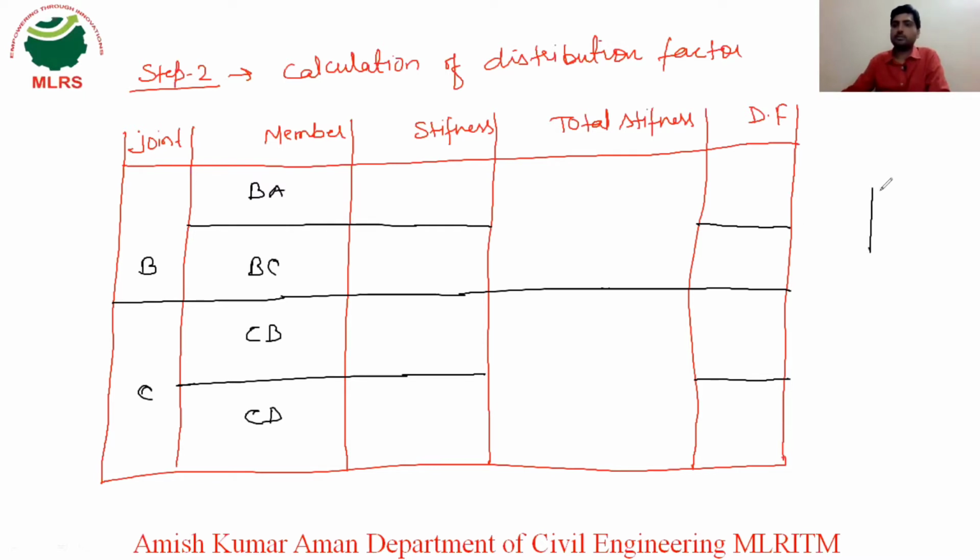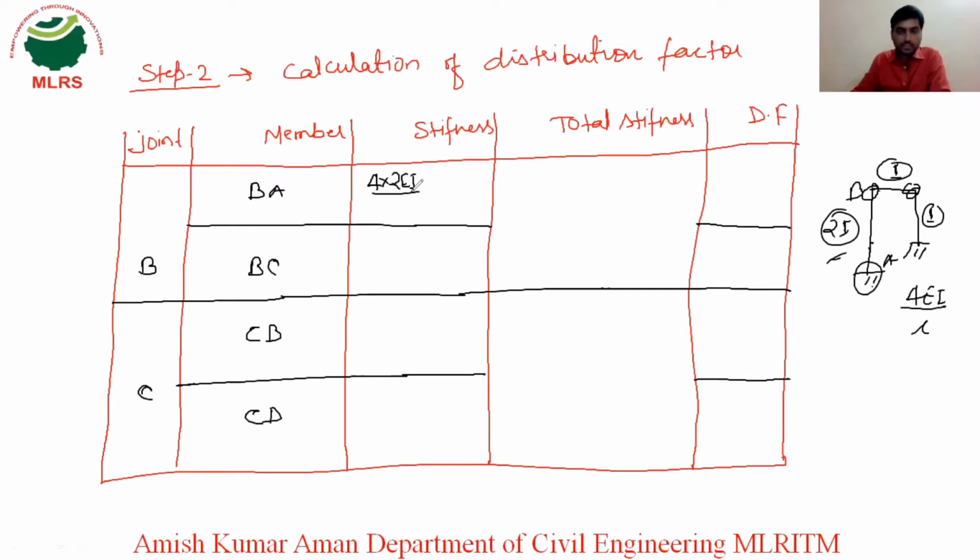I will make the frame here. See, this is fixed, this is continuous, this is continuous. So the formula we will use is 4EI upon L, because there is no hinge support. So the formula will be the same for the stiffness of all members. But remember one thing, this is your I, this is your I, and this is your 2I. So when you are calculating for AB or BA, it will be 2I. So for BA, we have 4EI upon L, so 4 into 2EI upon L. What is L? L is 4. So 2EI.